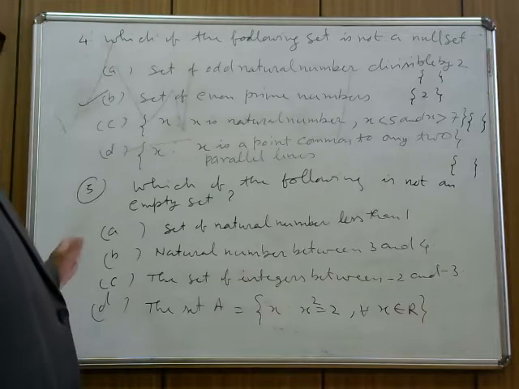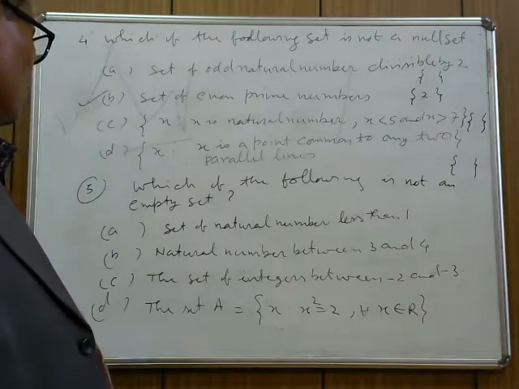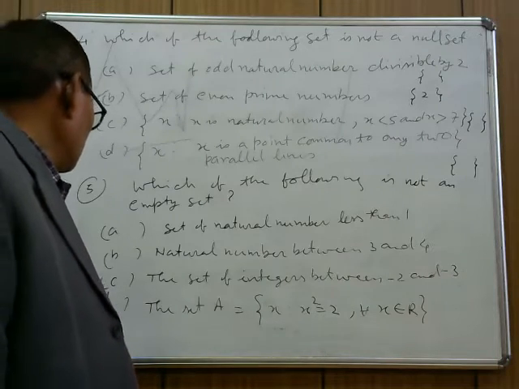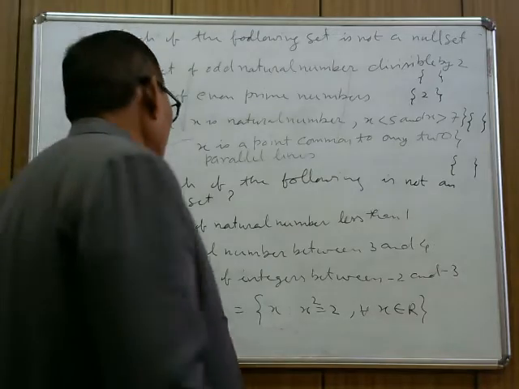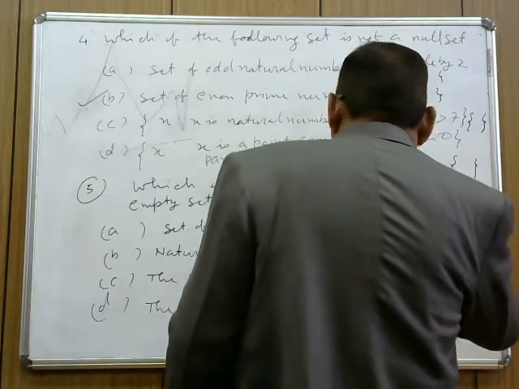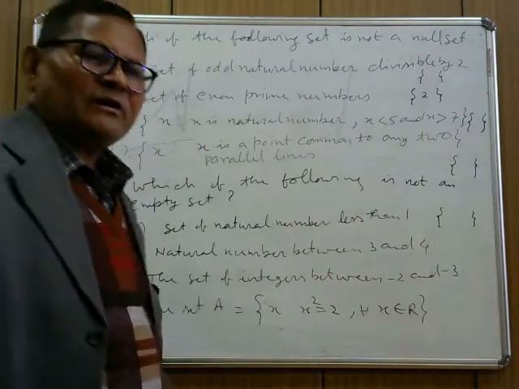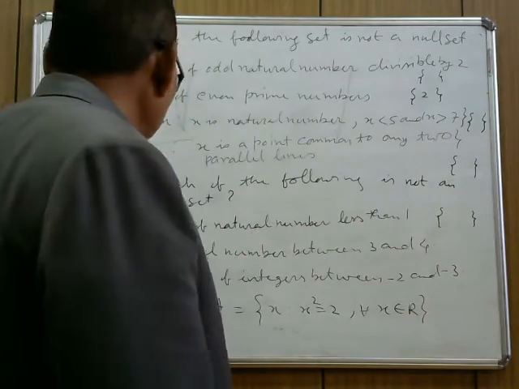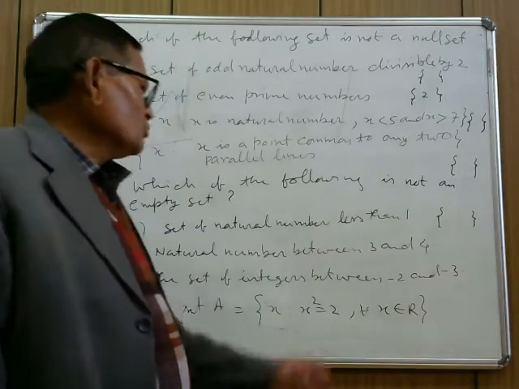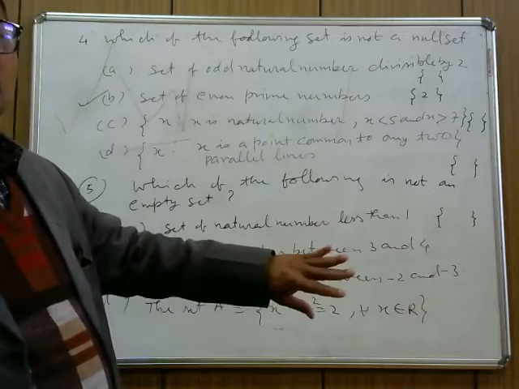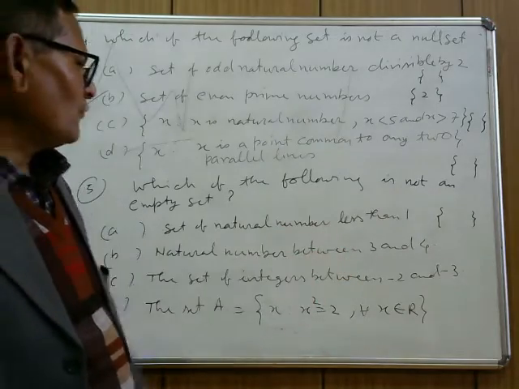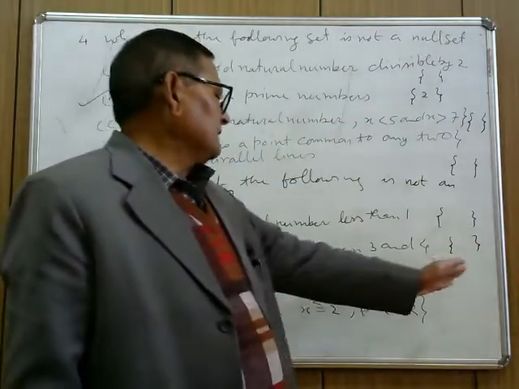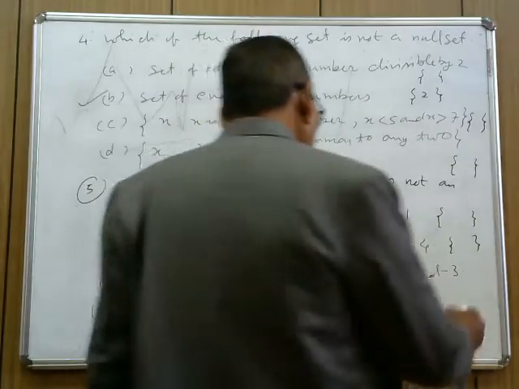Again, you have to identify out of these four answers which is not an empty set. In the same way, you have to write all the answers in set roster form. In the first case, the set of natural numbers less than 1: can you find a natural number that is less than 1? No. So it has no element. This is an example of an empty set. Natural numbers between two consecutive natural numbers 3 and 4: 3 and 4 are consecutive natural numbers, so there is no natural number between 3 and 4. So it is again a null set. The set of integers between two consecutive integers, -2 and -3, is also a null set.